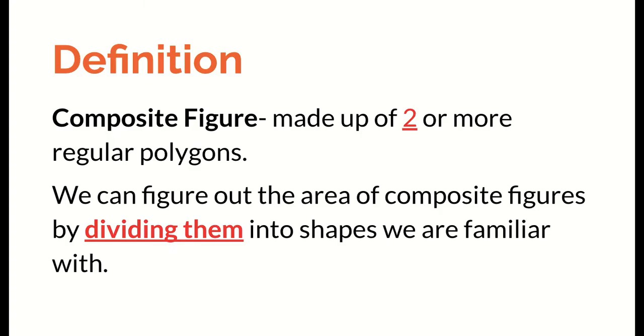We are going to start out with the definition of a composite figure. A composite figure is made up of two or more regular polygons. We can figure out the area of composite figures by dividing them into shapes we are familiar with. So when looking at a composite figure, you are trying to see if you can find a square, trapezoid, parallelogram, triangle, rectangle, any shapes that we know how to find the area of. You're looking for those shapes in the composite figure.